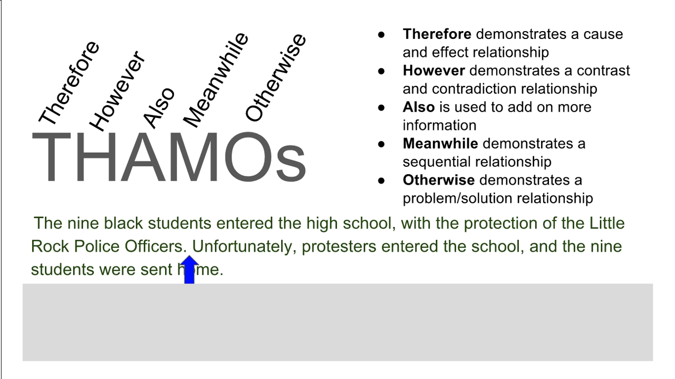Well, if you chose a sequential relationship, you are right. While they were entering the school, at the same time protesters entered the school. So it's a sequential relationship. So I would use the word meanwhile. I'm going to delete the period and replace it with semicolon, meanwhile, comma. And in this scenario, I'm actually going to delete unfortunately as well.